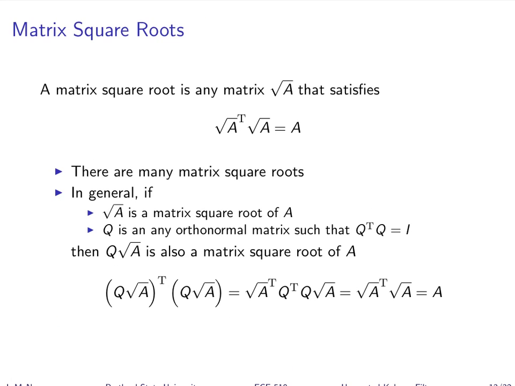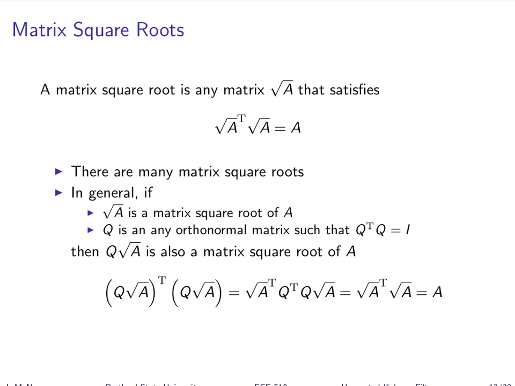So we need to take the square root of a covariance matrix in order to compute these sigma points. And very briefly, for those of you that haven't worked with square roots of matrices before, a matrix square root, this language is "a" instead of "the", because there's more than one. A matrix square root is any matrix, and I'm denoting it as the square root of A, that satisfies this property.